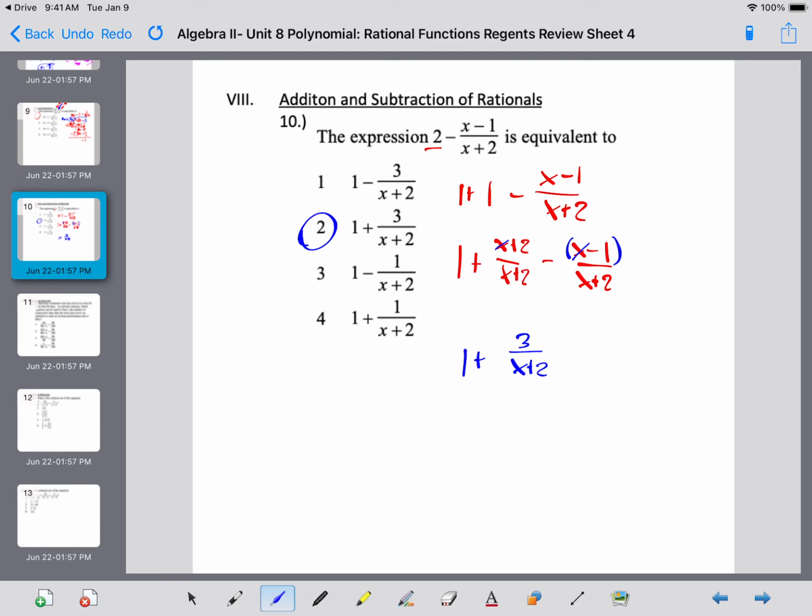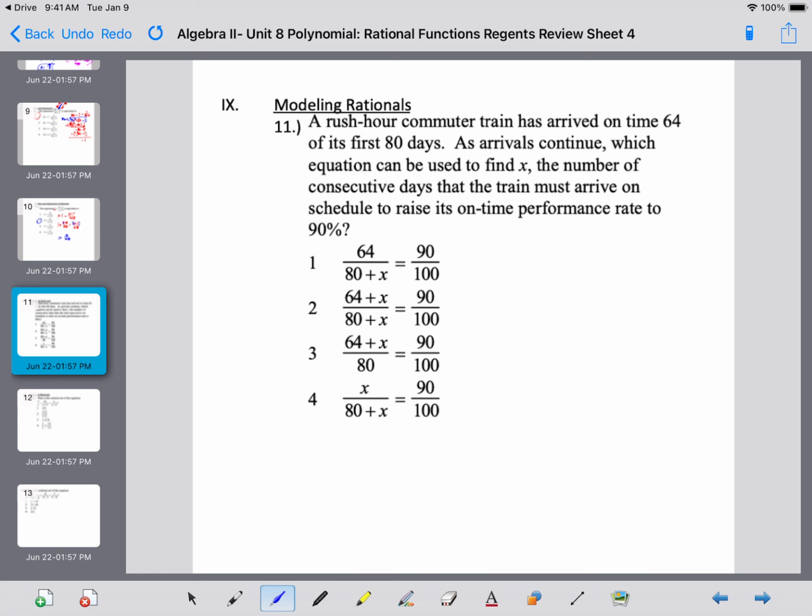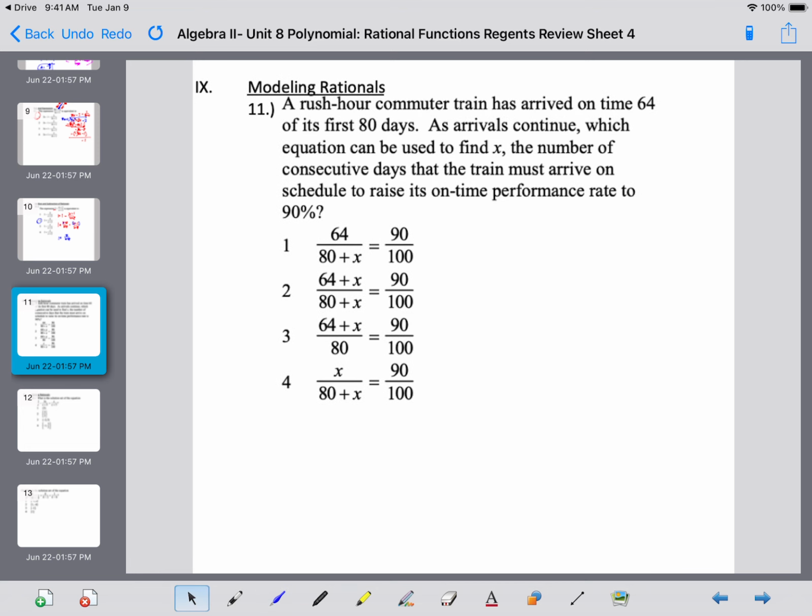Okay. A rush hour commuter train has arrived on time 64 of its first 80 days. So 64 of its first 80 days it arrived on time. As arrivals continue, which equation can be used to find x, the number of consecutive days that the train must arrive on time, on schedule, to raise its on-time performance to 90%. So we want it to raise to 90%, which is just 90 over 100.